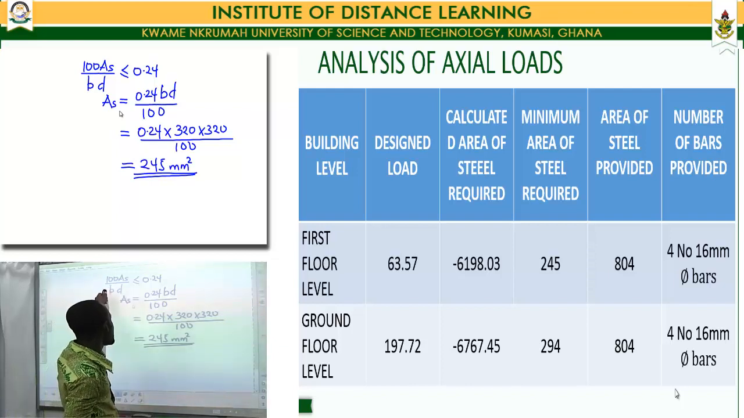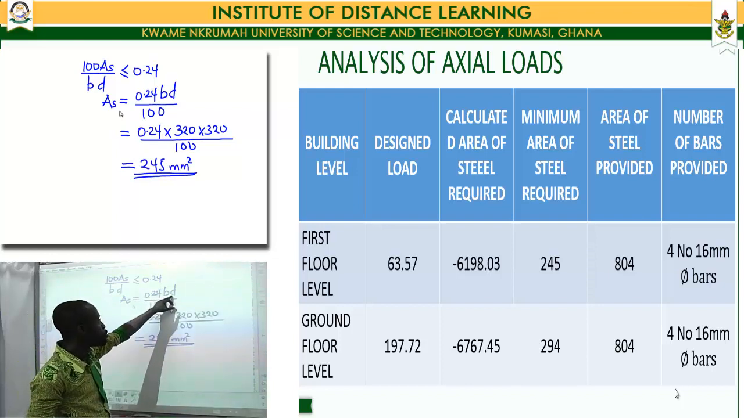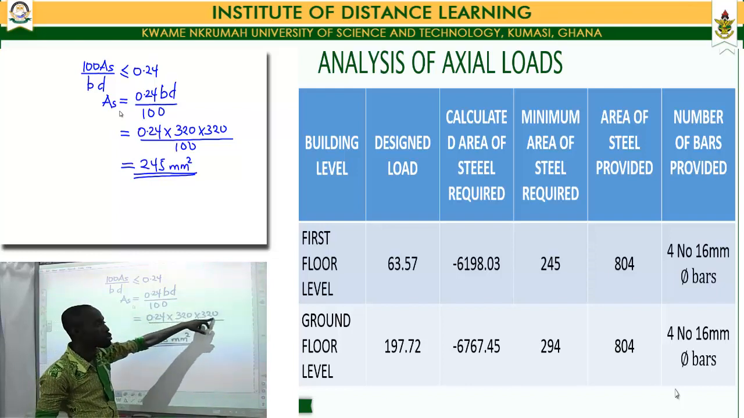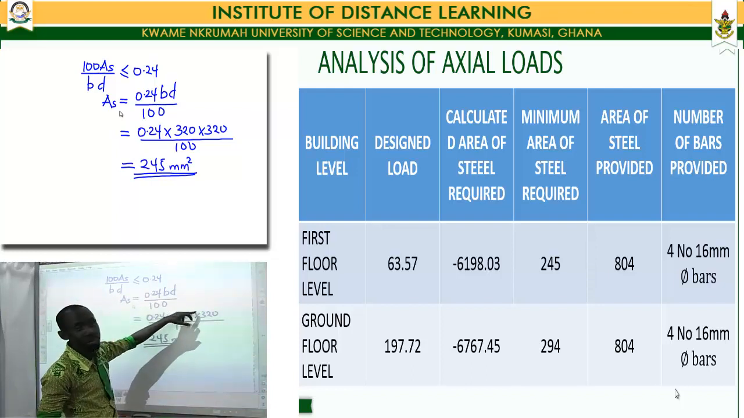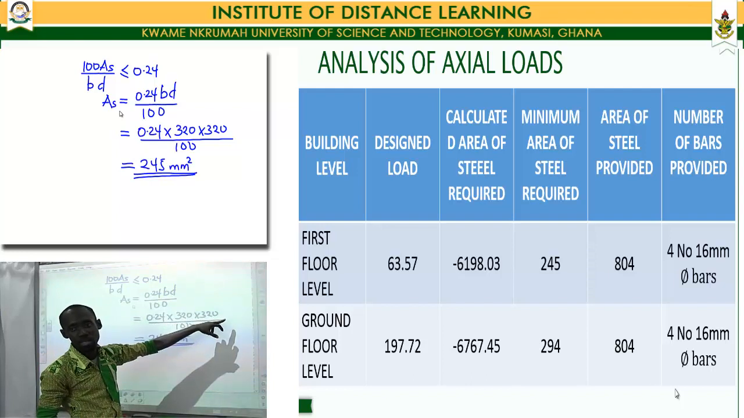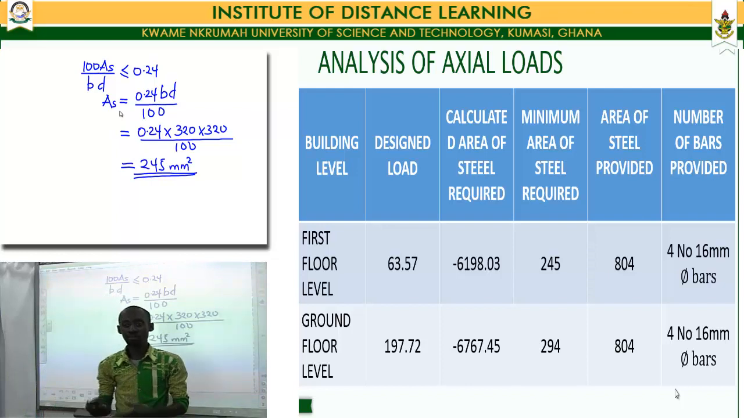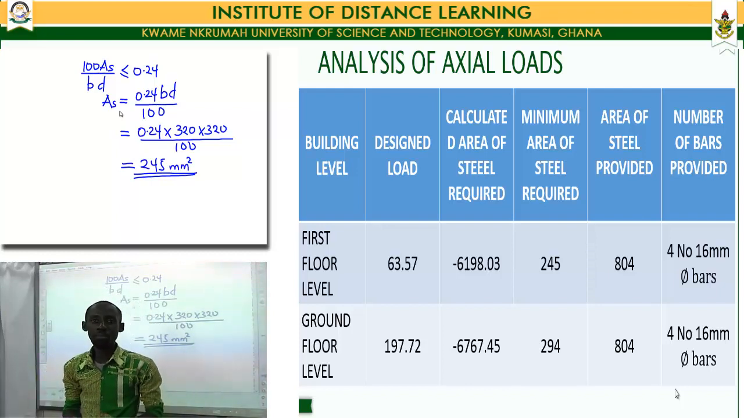in which case we had our 100 As over bd less than or equals to 0.24. Then we equated our As to 0.2 bd over 100. This time, let's not forget that our bd value for our ground floor column is not going to be 320 as we had for the first floor, since when we come to our ground floor level, our column dimensions are 350 and 350. Hence, the minimum area of steel reinforcement required equals what? 294 millimeter squared. Then the area of steel reinforcement provided was what? 804, which is equivalent to what? 4 number 16 mm diameter bars.